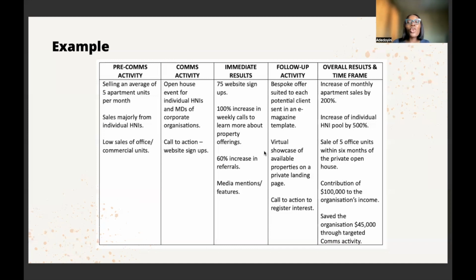So for example, maybe a follow-up activity after people have signed up, they've called, you know what they need, you know their interest, and then you send a bespoke offer suited to each potential client, and you decide to do it in this customized e-magazine template, or you do a virtual showcase of available properties on a private landing page. So it's a virtual tour, 3D virtual tour that they can see real time, or they can see like real life, maybe AI, who knows what the property looks like. They can almost imagine themselves in it. And then another call to action to register the interest in purchase or interest in actually moving forward with the transaction and all of that.